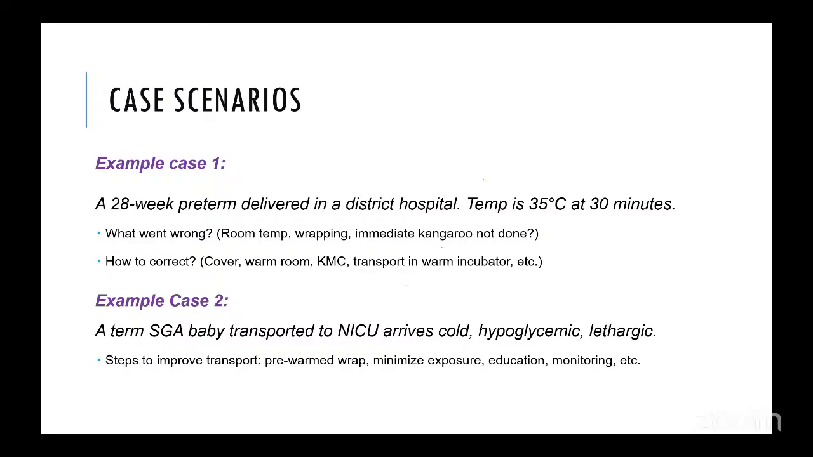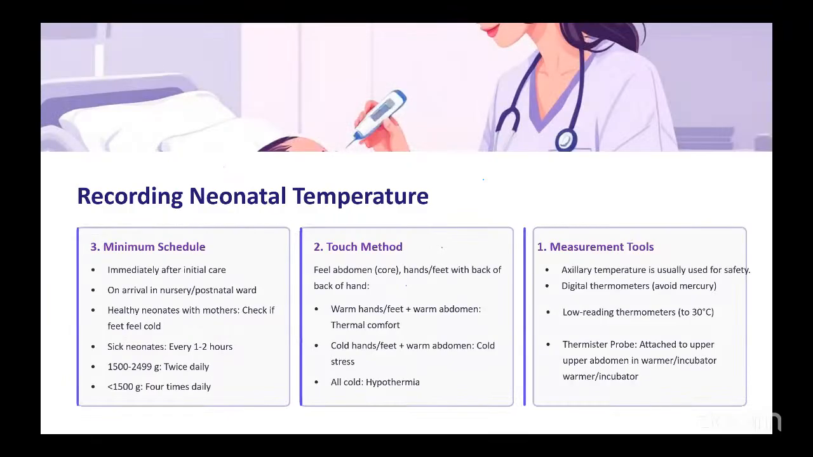The baby could have had kangaroo care, as 28 weeks is a good size, stable baby. You can actually do kangaroo care, and then transport the baby in a warm incubator, etc. For example, another one is a term SGA baby, where transport to the ICU arrives cold, hypoglycemic and lethargic. Again, if you are careful with these steps, you can avoid the baby becoming hypothermic.